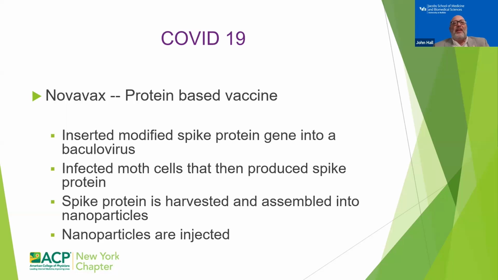The Novavax is a protein-based vaccine, and essentially that's created by inserting a modified spike protein gene into a baculovirus, and then that is infected into moth cells that produce the spike protein. After the spike protein is produced, it is harvested, and the spike protein particles are assembled into nanoparticles, which are then injected as the vaccine.